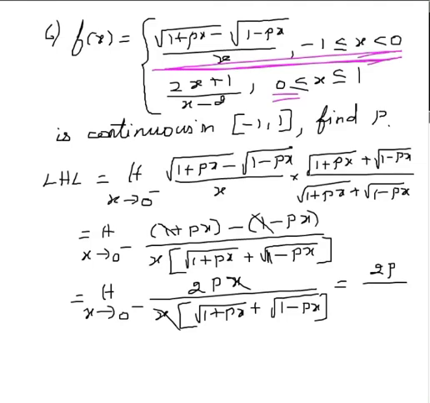2p by x is 0. 1 plus 0 is 1. Root 1 is 1. 1 plus 1 becomes 2.